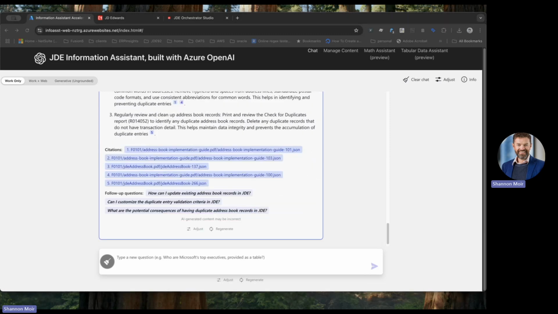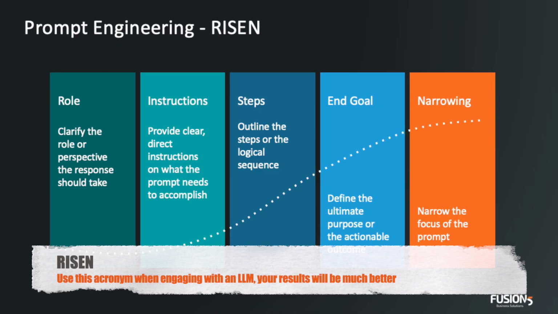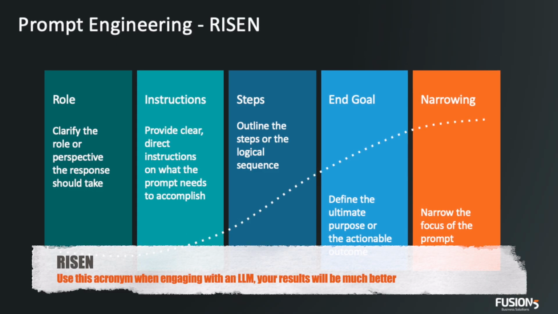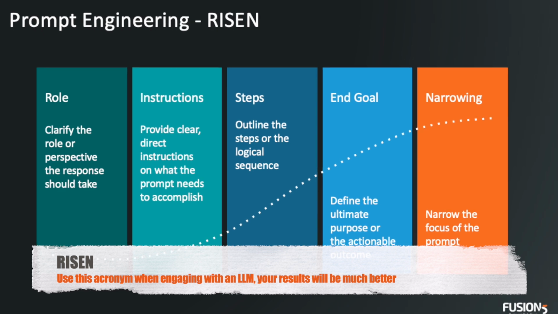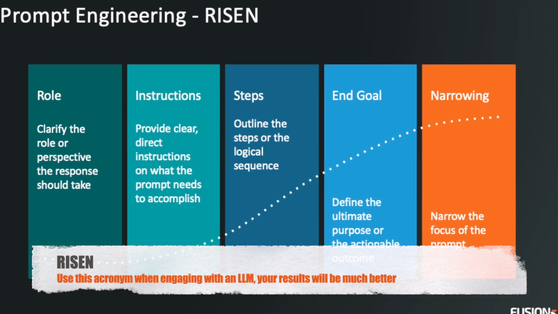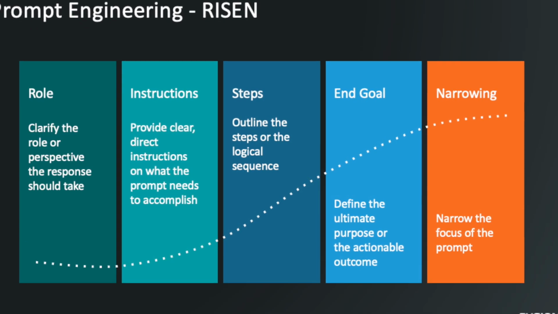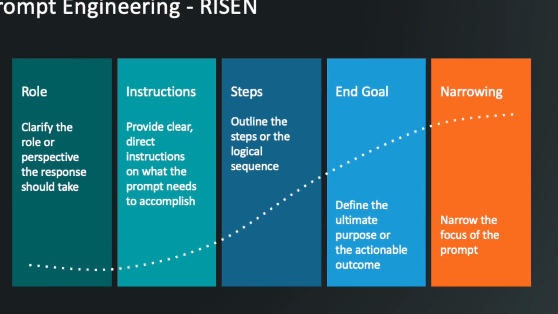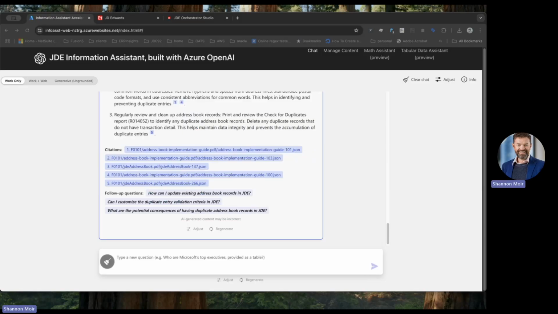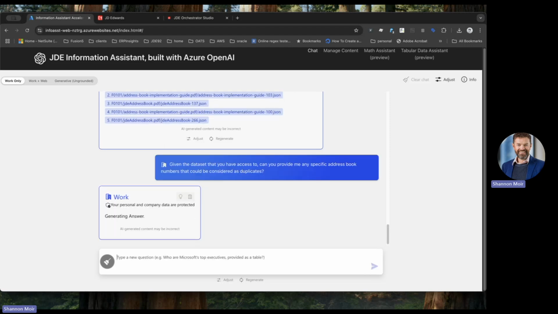So let's really have a go at our prompting here and be quite exact about what we want the LLM to do. So we're saying, given the data set that you have access to, provide me specific address book numbers that could be considered as duplicates. And here we go.